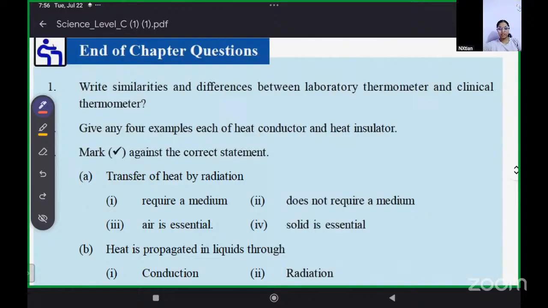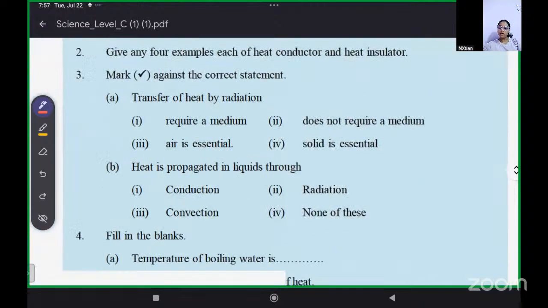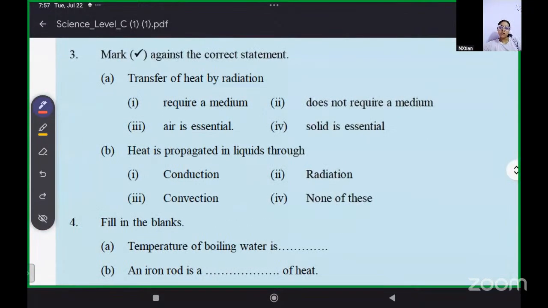So that is right. Now, Anna, can you give an example of a heat insulator? Ma'am, I can give one. Yes, Anna. Rubber. Okay. All right.